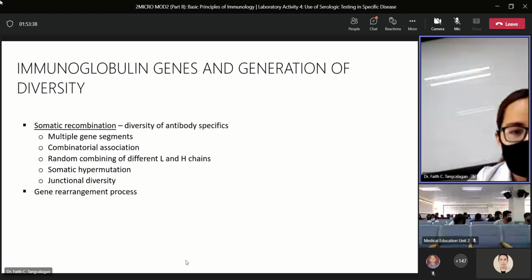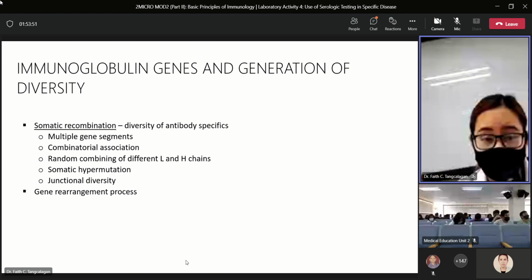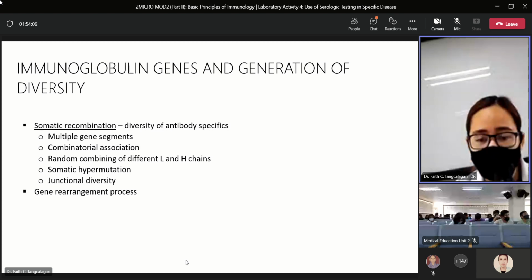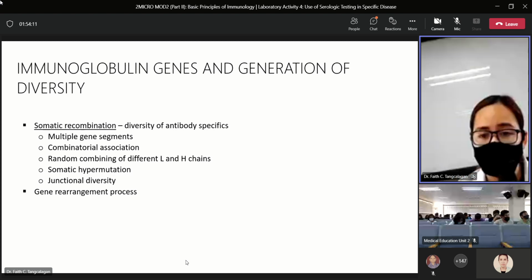So your immune response is actually very diverse. It generates a lot of antibody specificity. That's because of your somatic recombination. A lot of these areas, like multiple gene segments, combinatorial association, random combining of different L and H chains, somatic hypermutation, and junctional diversity, all contribute to this diversity. So that's your somatic recombination.